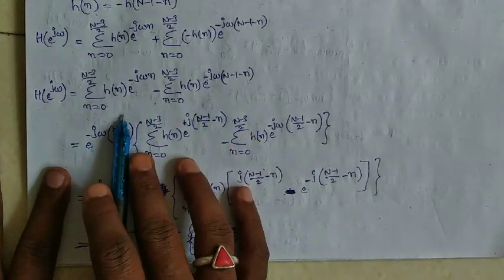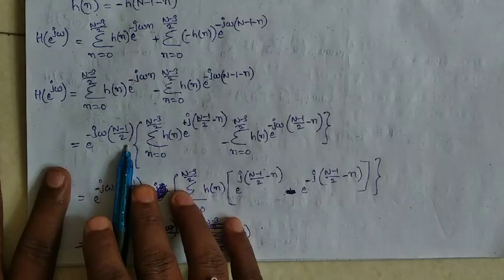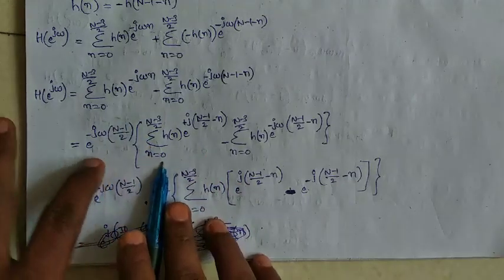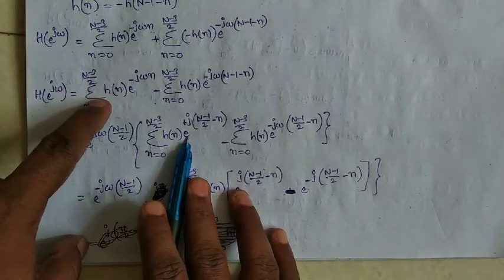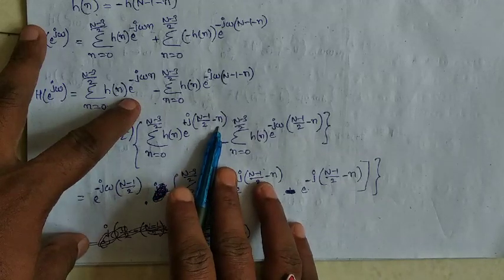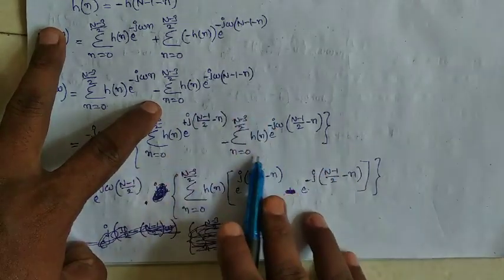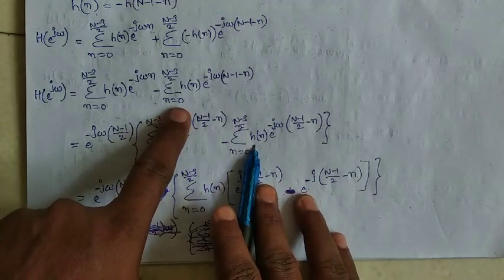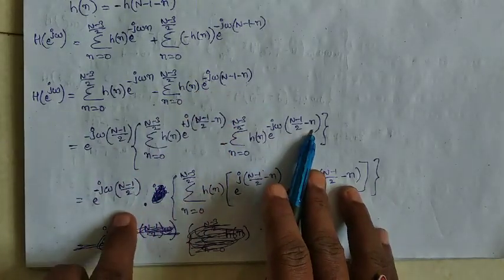In these two terms I am taking common e power minus j omega of capital N minus 1 by 2. The remaining term in the first summation is summation n is equal to 0 to capital N minus 3 by 2 h of n into e power j omega of capital N minus 1 by 2 minus n. Minus, the remaining term in the second summation is summation n is equal to 0 to capital N minus 3 by 2 h of n into e power minus j omega of capital N minus 1 by 2 minus n.